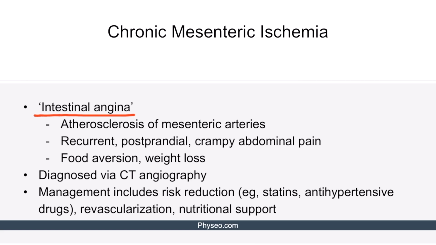Now, to confirm the presence of these atherosclerotic lesions and to evaluate the extent and severity of disease, of course, you're going to do CT angiography, very similar to acute mesenteric ischemia. Since the underlying pathology is the same as that of angina pectoris, a similar treatment approach is followed, including risk reduction, for example, prescribing statins, antihypertensive drugs when applicable, as well as revascularization techniques.